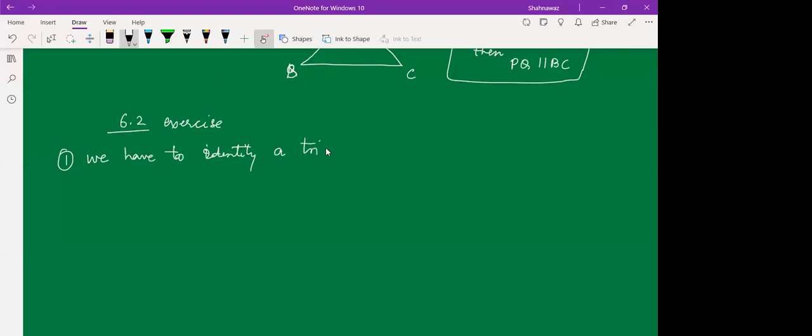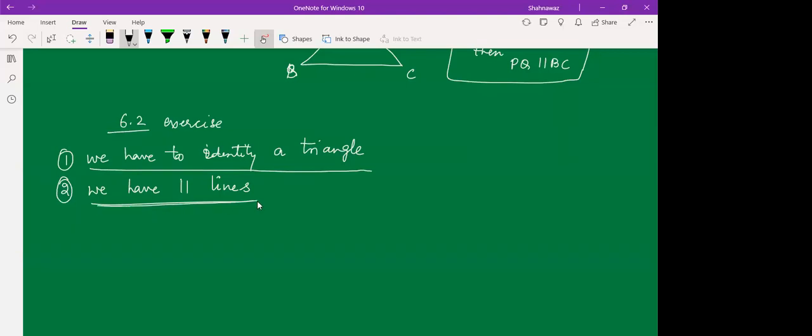Identify a triangle, right? First thing is that we have to look where is that triangle in which we have parallel lines, right? So if we have identified these two things, then problem solving would be easy. First, we have to look for the triangle. In that triangle, there are some parallel sides, right? So first look for the triangle which has some parallel lines. Then we can apply those 6.1 and 6.2 theorems. So just remember these two things.